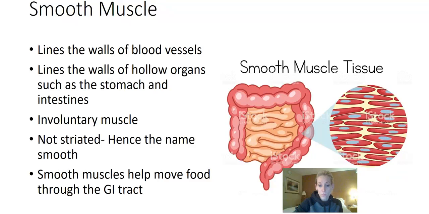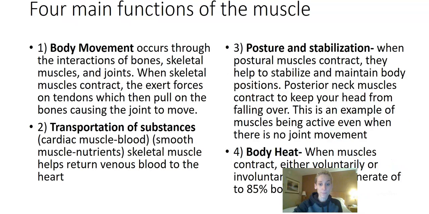So smooth muscle, also involuntary. We're thinking about lining the internal organs. Smooth muscle and cardiac muscle, we're going to get into in more detail when we go into units like nutrition and cardiovascular health. We're not there now, so we're going to focus on skeletal muscles and their unique abilities.